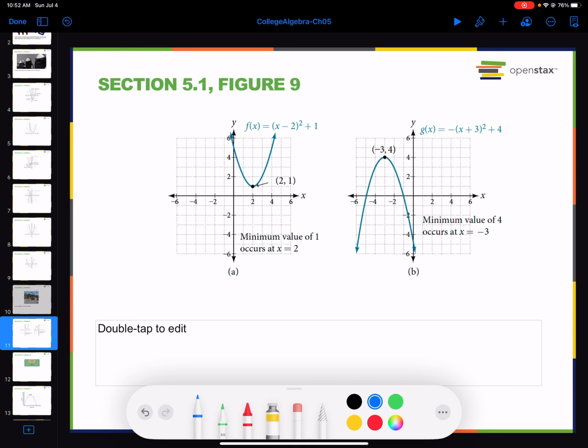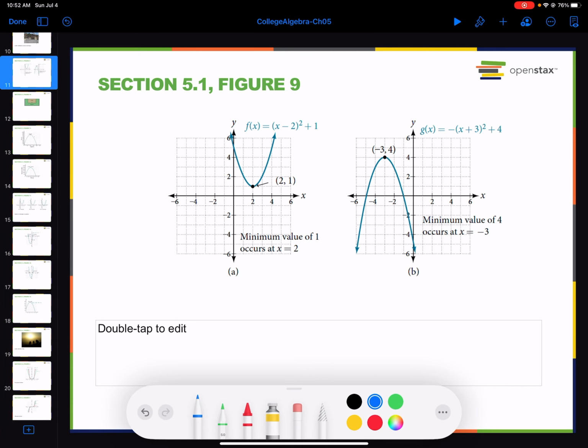And some of the next characteristics we're going to be looking at are maximums and minimums. These are the most beneficial things, in my opinion, when it comes to parabolas, because there's going to be lots of situations where you're going to want to know how to maximize or minimize your output. Should say max, sorry about that.